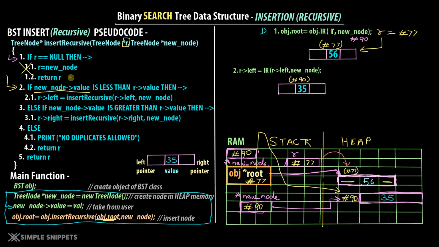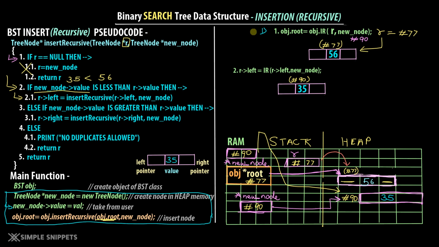So here we are checking, is 35 less than r of value? R is pointing to hash 77, which has the value 56. So is 35 less than 56? Yes. So this time we go inside this second condition and we execute step number 2.1, and now we are saying r of left equals insert recursive. So now we are going to do recursion on the left side, correct?